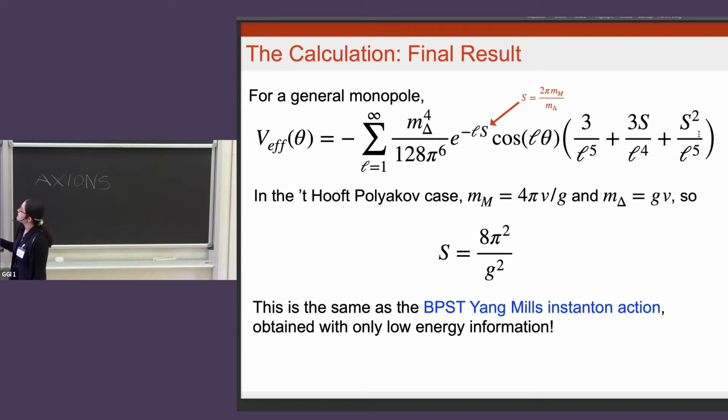After doing some mathematical manipulation, what we find is that for a general monopole, we expect an expression that is exponentially suppressed, e to the minus L S. Here, S is 2 pi times the monopole mass over m delta, so that's the monopole mass over the spacing. Something really interesting is that if you plug in the 't Hooft-Polyakov case, this action looks like 8 pi squared over g squared. That should look familiar because it's the exact same expression we get in the instanton case. So this is a very interesting hint that perhaps this could be connected in some way to that, though we are conjecturing that. We don't have a way to prove that yet.